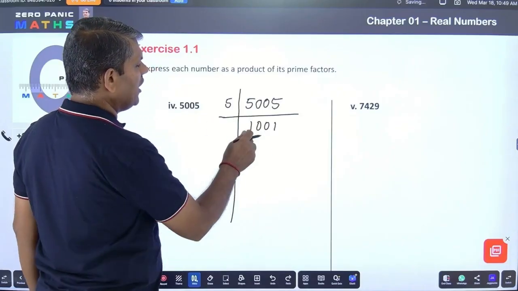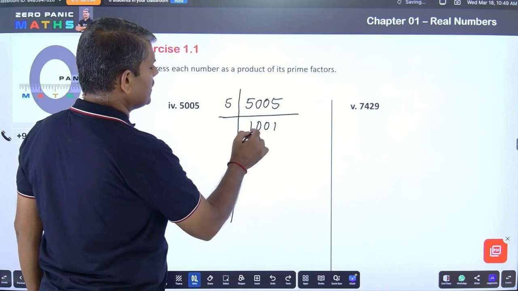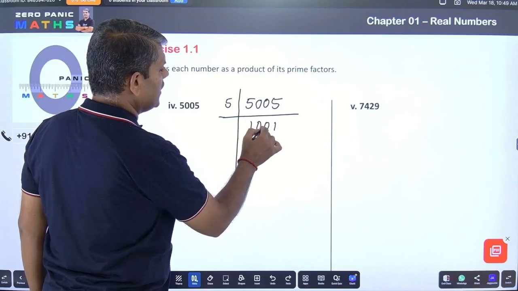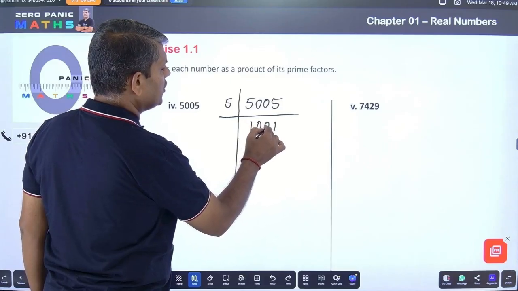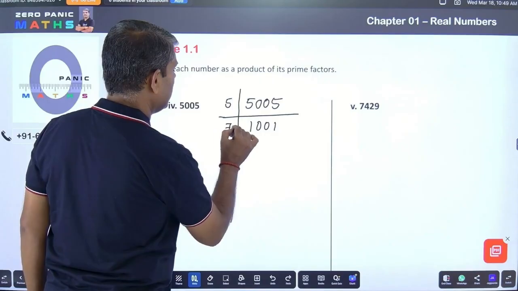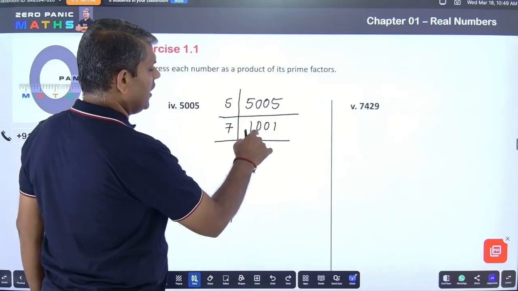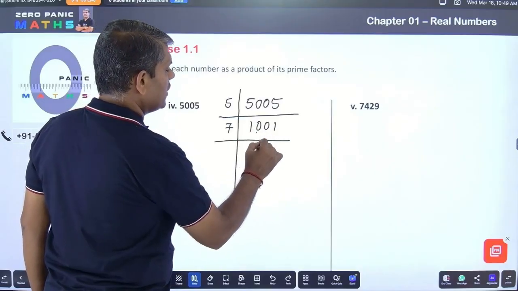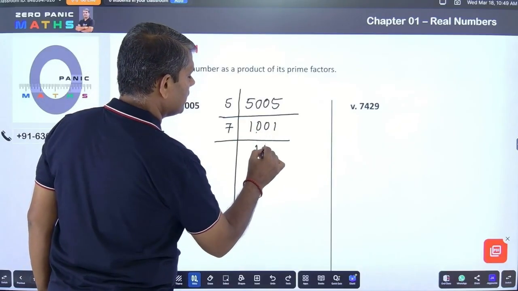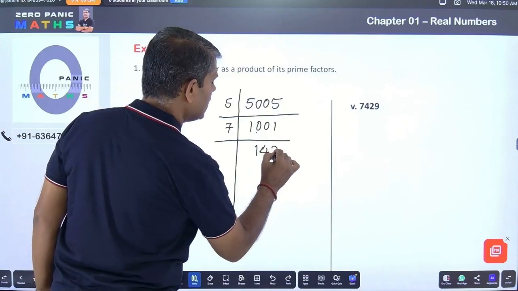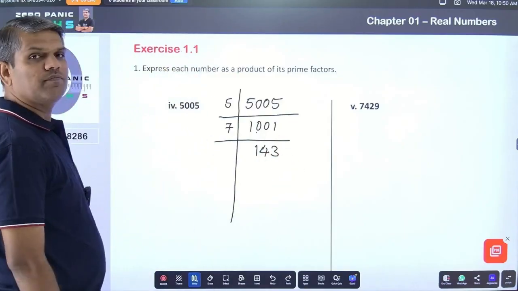No. Can I divide by 7? Okay, 7 ones are 7, 3 remains and it became 30. 7 fours are 28, 2 remains. Okay, I can go with 7. 7 ones are 7, 3 remains, it became 30. So 7 fours are 28, 2 remains, 21, 7 threes are 21.